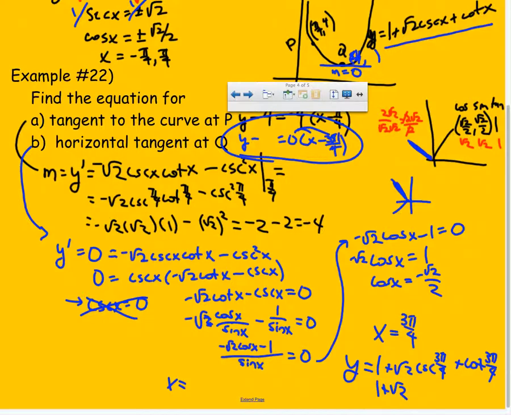What's the cosecant of 3 pi fourths going to be? Well, the sine is positive, so cosecant is positive, so it's square root of 2. And then the cotangent of 3 pi fourths is going to be negative 1. So what do we get? 1 plus 2 minus 1, so we get 2. So that is my y value right here. So my equation is really just y equals 2.